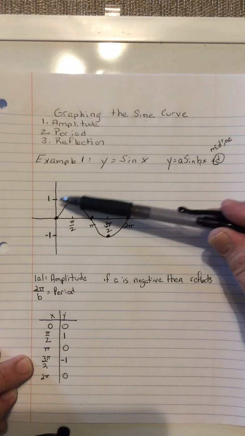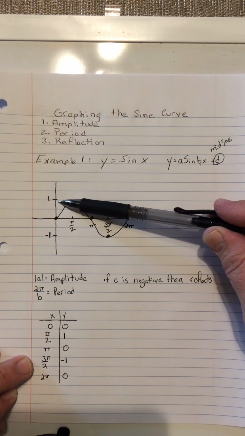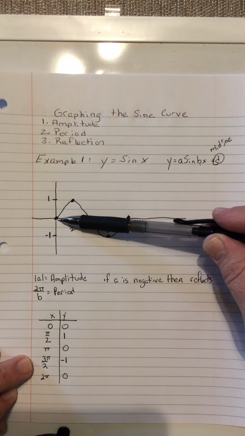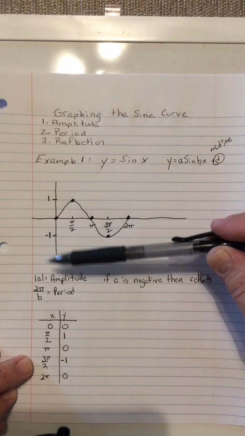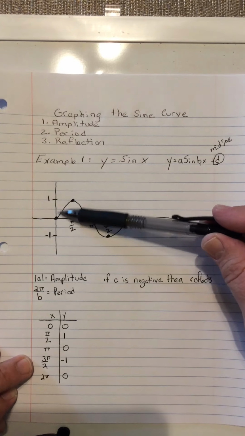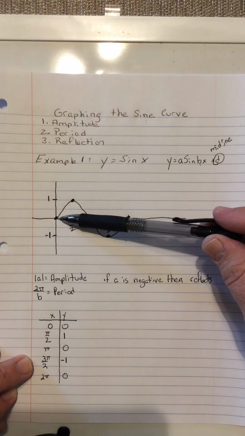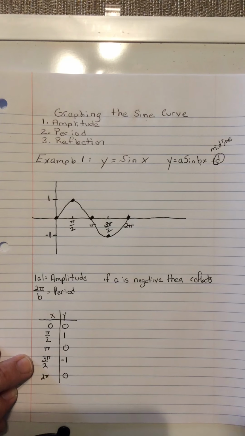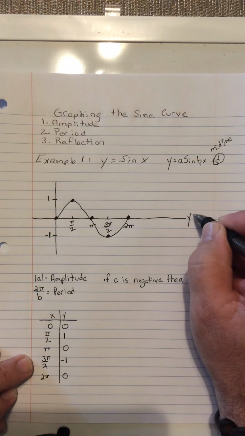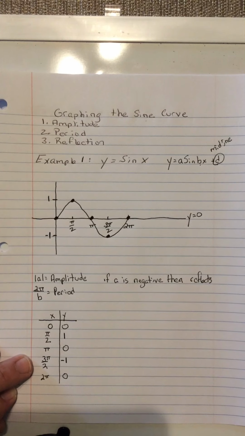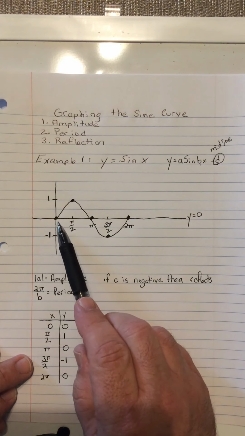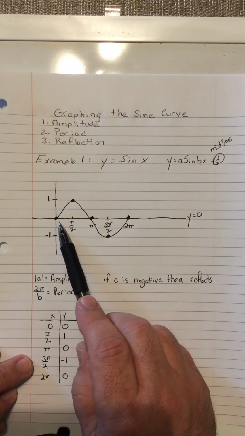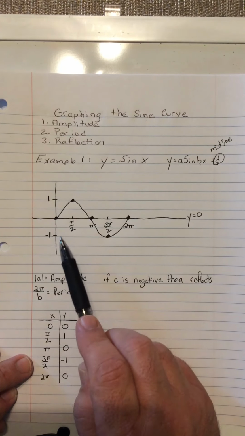Differences. Cosine started at 1. Sine starts at 0. So instead of starting at the max or the min, I'm starting on the midline. So there are my points. My midline is at y equals 0. There's the sine curve. Remember, for sine, I'm going to start on the midline. For cosine, I'm either going to start at its max or its min.